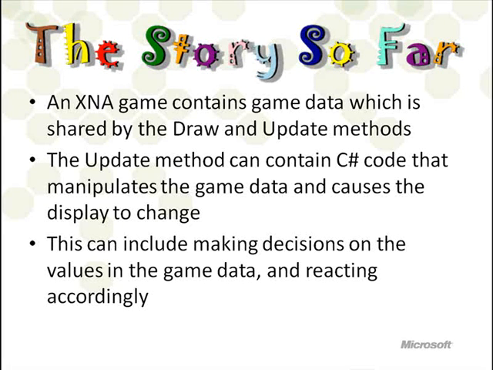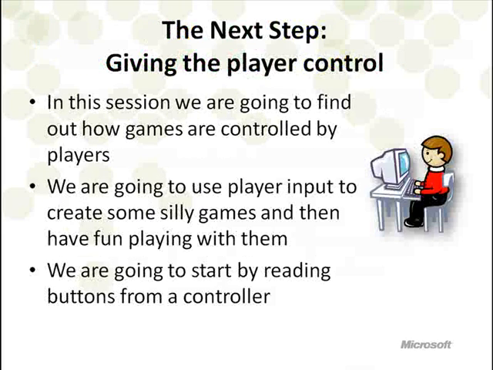Okay, so that's what we're doing. The story so far is that we're in this position now where we know how to draw things, and we know that there's this update behavior, which up until now has just made colors brighter. Now we're going to change that and make the color brightness mechanism something the user can control, something the player can actually work with. Okay, so here we go. I'm going to use player input to make a silly game and then have fun playing with it. I'm going to start by reading buttons from a controller. We'll get more advanced as time goes by. We'll read other things as well, but to start with, I want to use just the buttons.